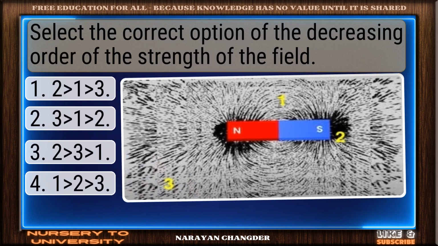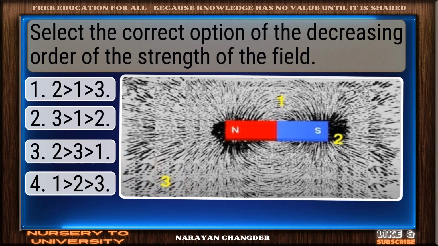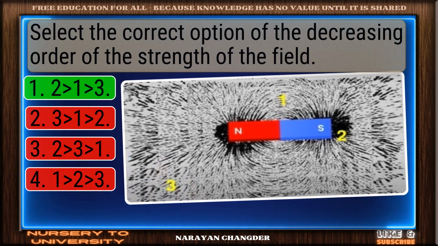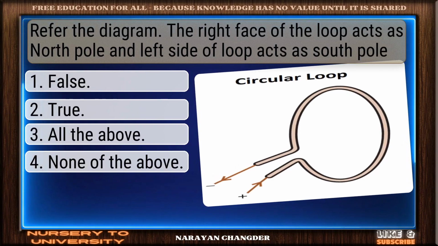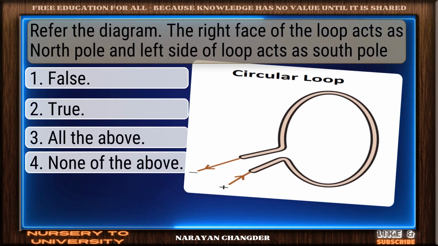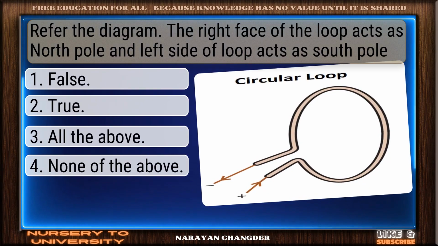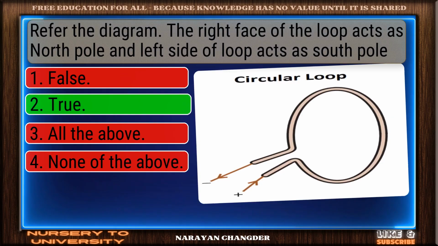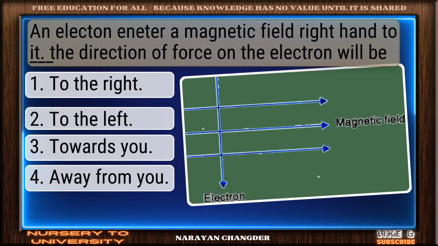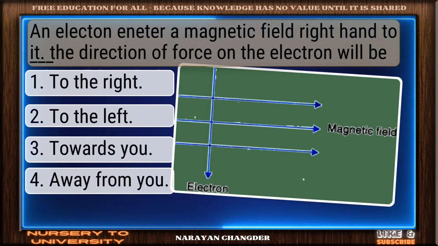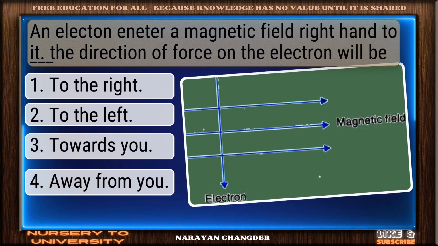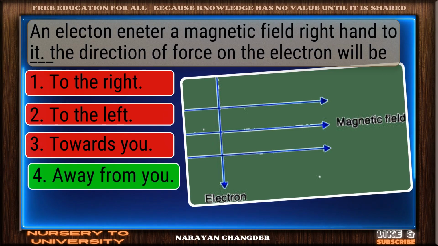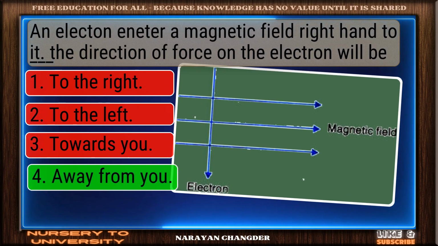Select the correct option of the decreasing order of the strength of the field. Nice selection. 2D-3 is correct. Refer the diagram. The right face of the loop acts as North Pole and left side of loop acts as South Pole. Correct response. True is accurate. An electron enters a magnetic field right hand to it. The direction of force on the electron will be dash. Strong choice. Away from you is right.